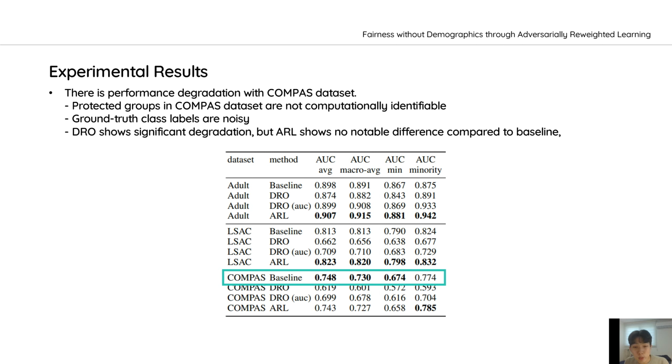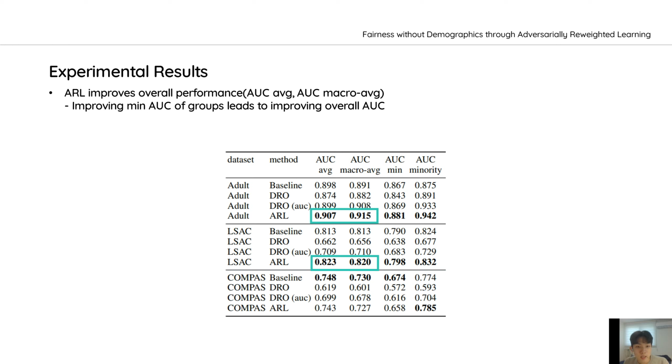However, there is performance degradation on the COMPAS dataset. At this point, the authors argue that it is because protected groups in the COMPAS dataset are not computationally identifiable, and even the ground truth class labels are noisy. However, ARL performs better than DRO even on the COMPAS dataset. And as I said, ARL can improve performance of worst cases, so it leads to ARL improving overall performance too.